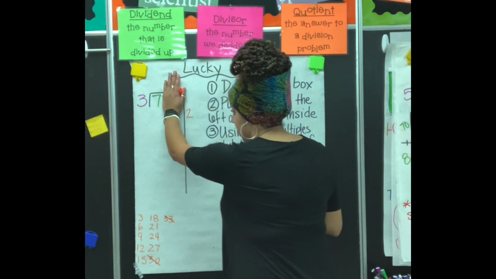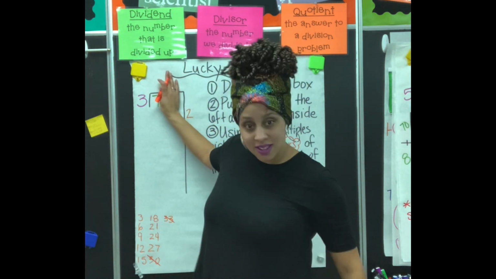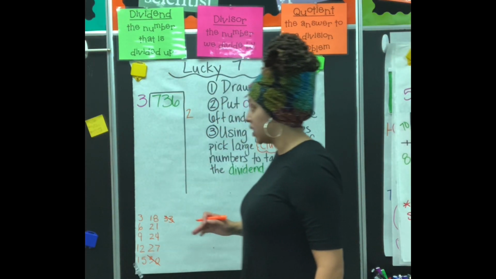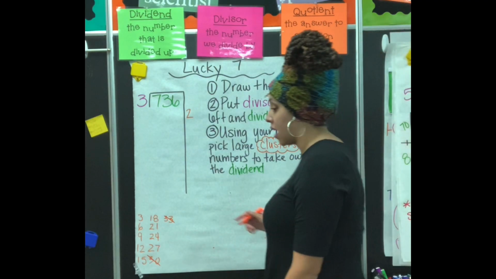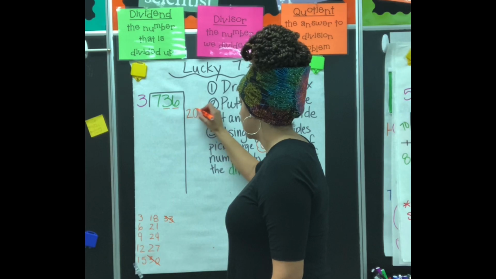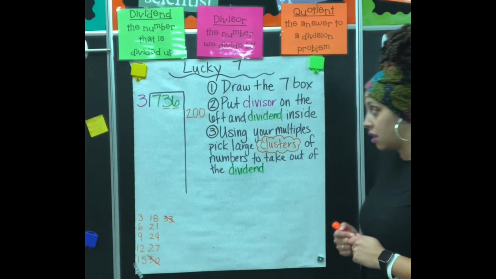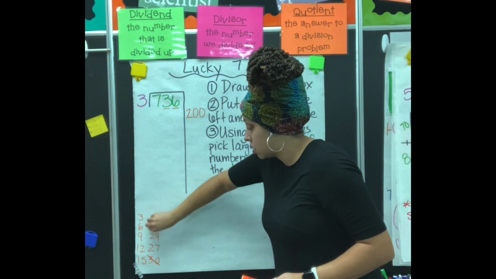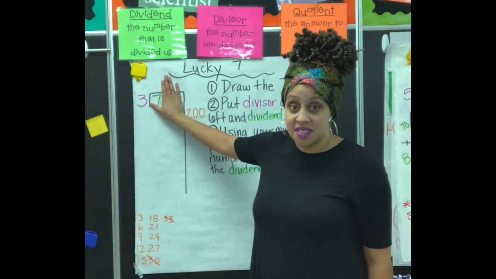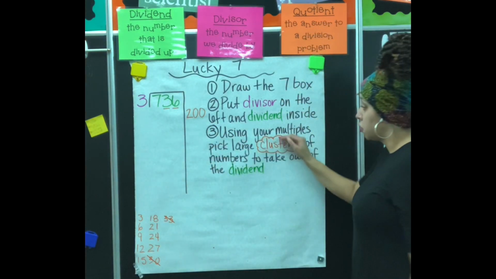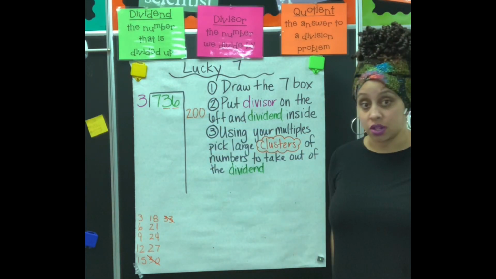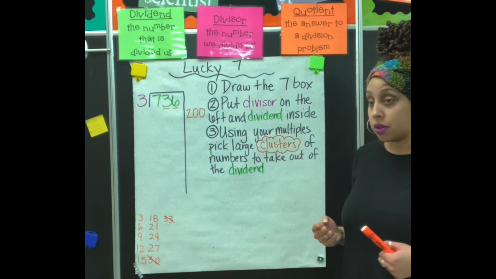But is this really 7? What? Here comes powers of 10. All the things. Is this really 7? No, it's 700. So I'm going to have to put 2 what? Zeros. Okay? So I used my multiple information to figure out how many times 3 went into 7. Well, it went in twice, but this isn't 7, it's really 700. Using your multiples, pick large clusters of numbers to take out of the dividend. This is a large cluster. We're going to take out a group of 200.